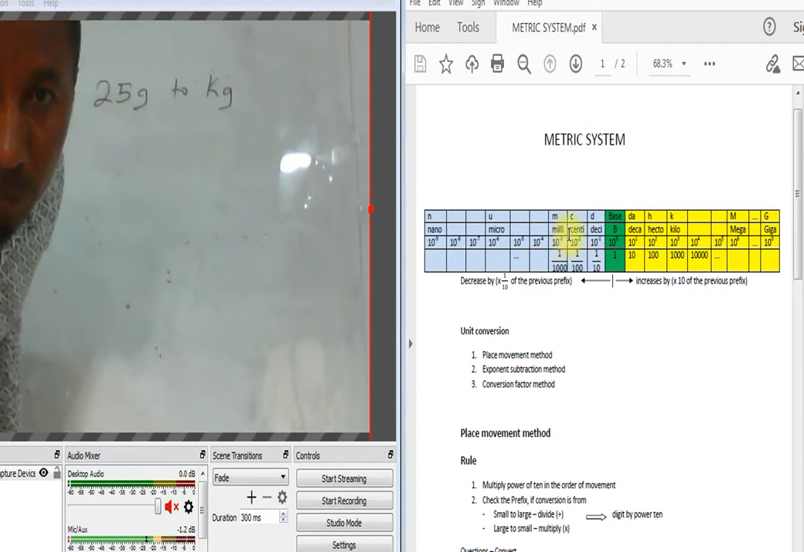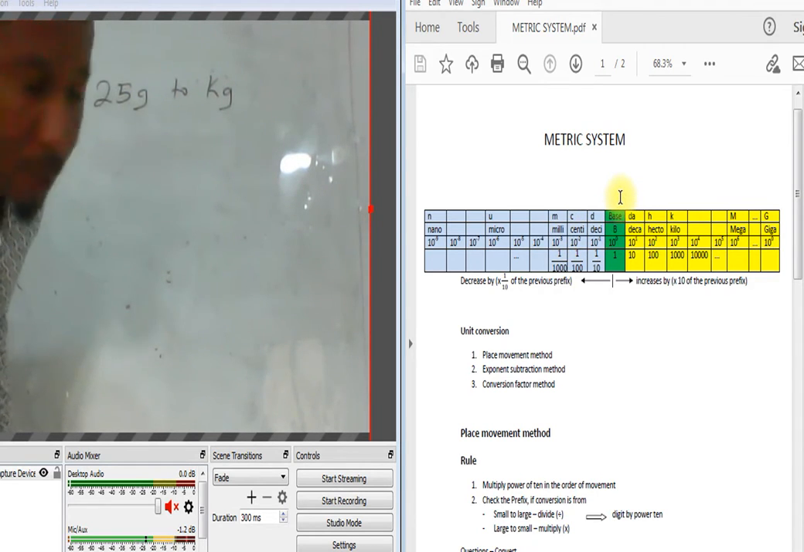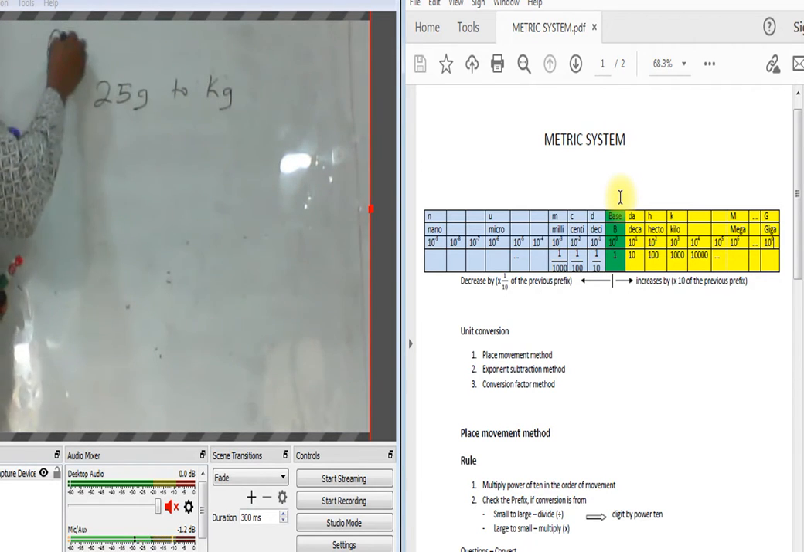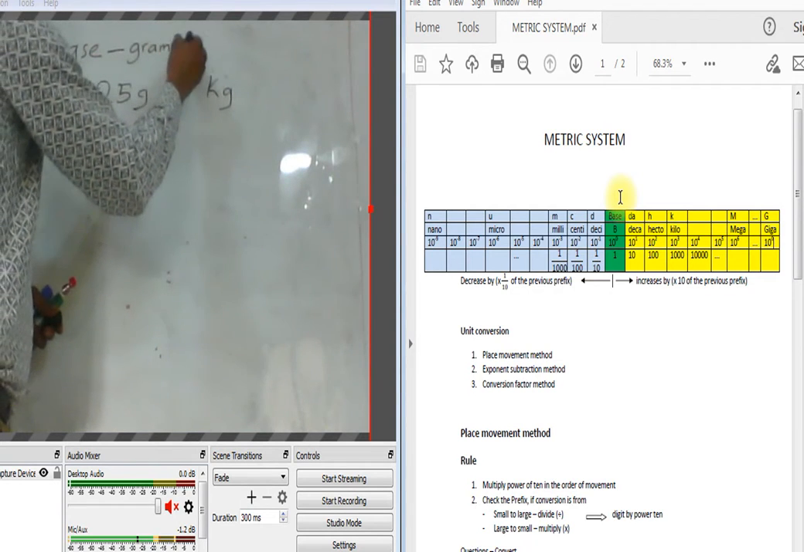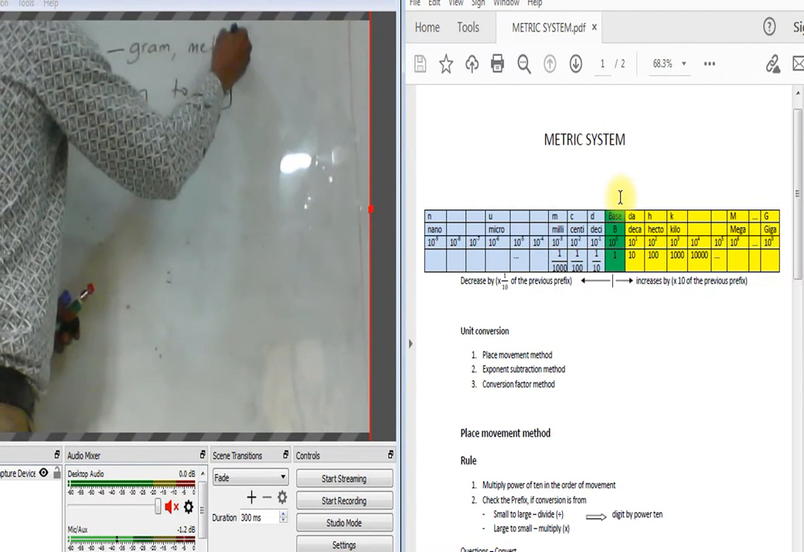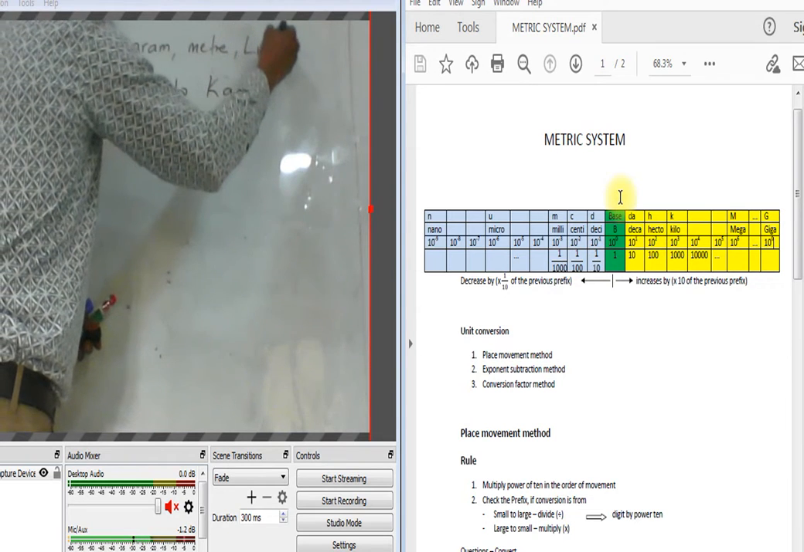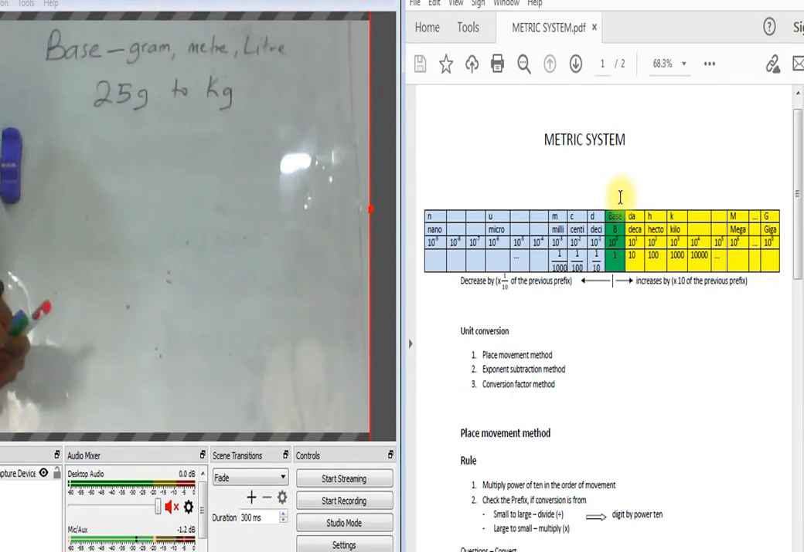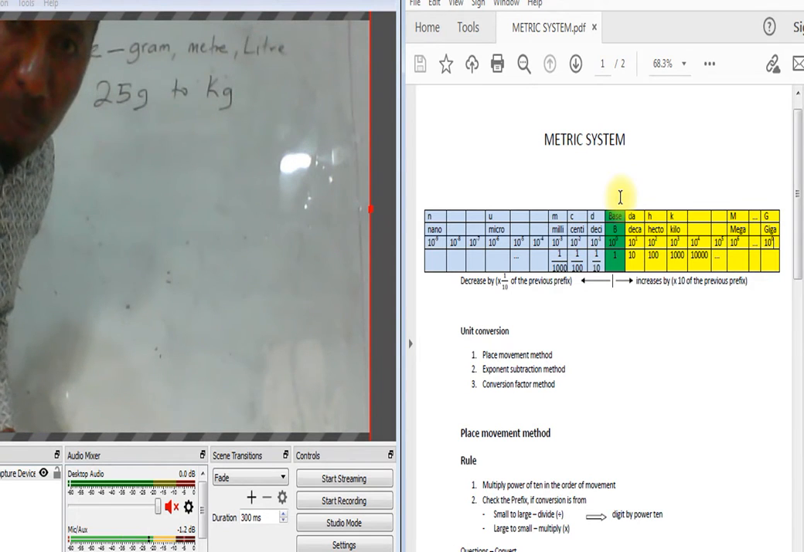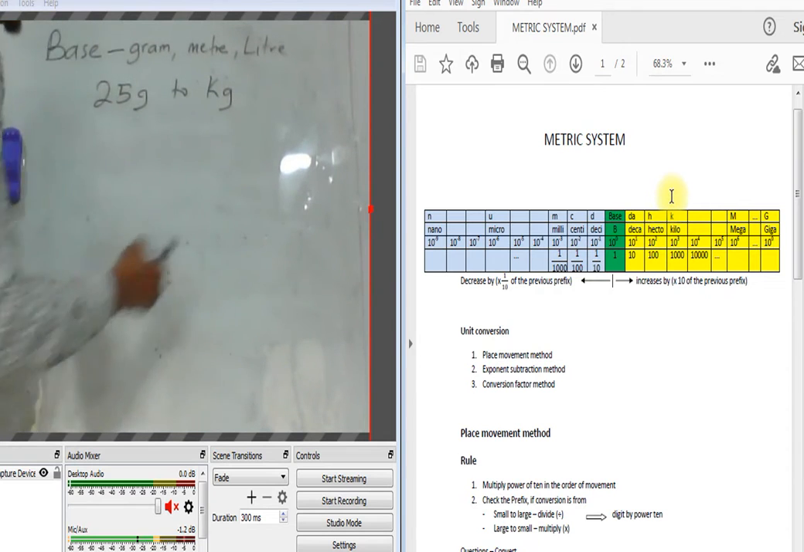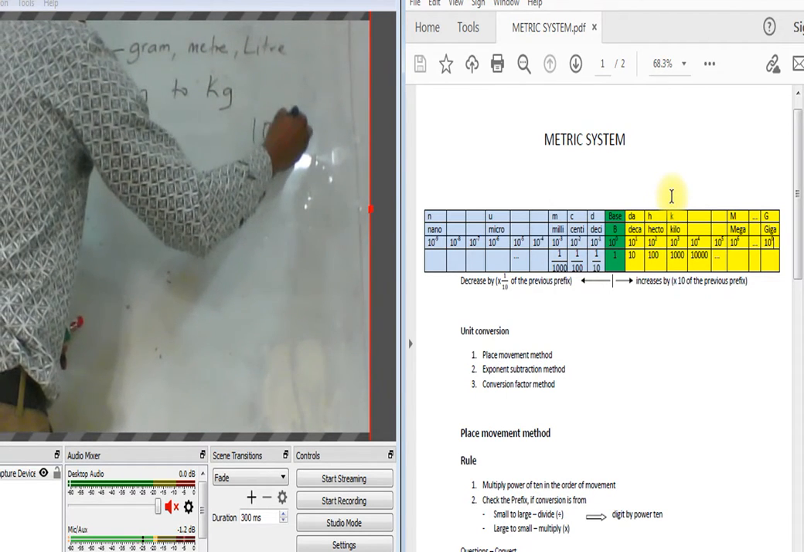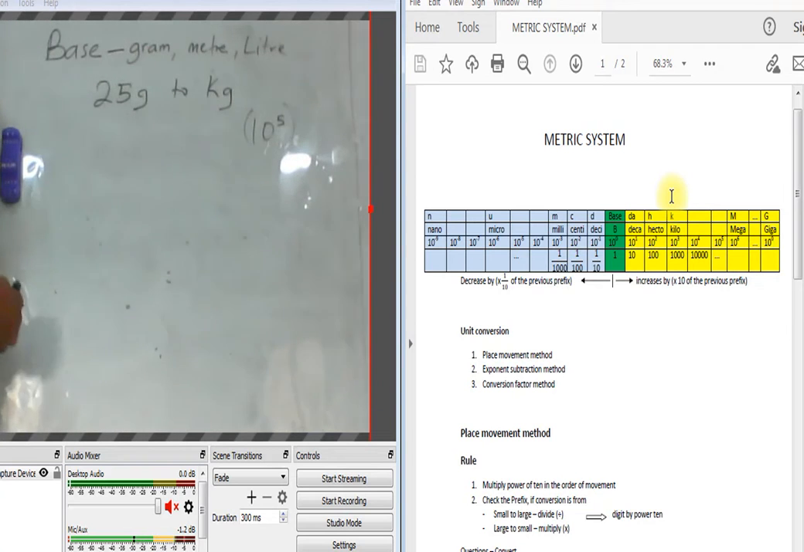So the base is gram, of course. Remember that your base is gram, meter, and liter. So be your base, which you can combine with the prefix. Okay, so I'm moving from the base to kilogram. I have to move 1 place, 2 places, and 3 places. So 10 to the power of 3, right? I'm going to generate this, 10 to the power of 3 because I'm moving 3 places. Remember? 10 times 10 times 10.